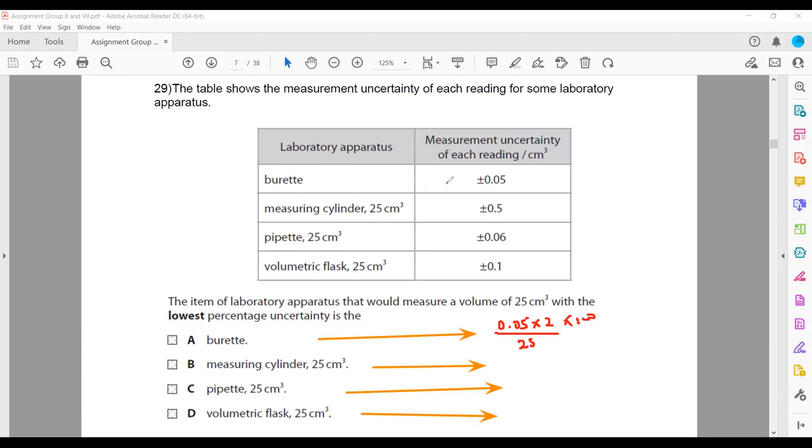Same thing for a measuring cylinder: uncertainty is 0.5 divided by 25, times 100. For a pipette, uncertainty is 0.06 divided by the value recorded, times 100. And for a volumetric flask, the uncertainty is 0.1 divided by the value recorded, 25, times 100. So which will give us the smallest answer, the least percentage uncertainty? Pipette, so C will be the right answer. Is it clear, this question 29?